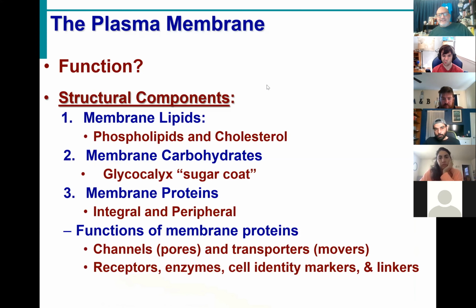Now, I want to get to, as I mentioned, there are attachments to these proteins, markers, enzymes, receptors, all sorts of things. But as I also mentioned, these proteins can either be channels or they can be transporters. They can form pores or they can form movers. And what do you think the big difference between a channel and a transporter is? What's the difference between a channel and a transporter?